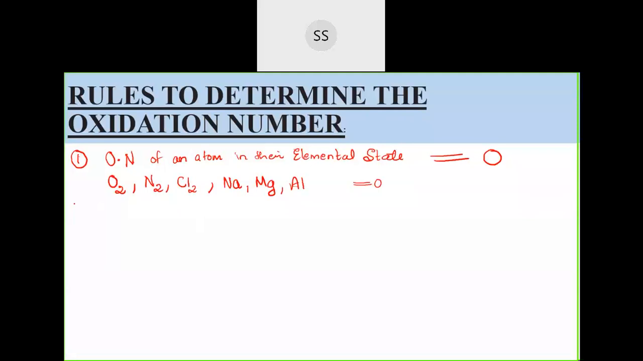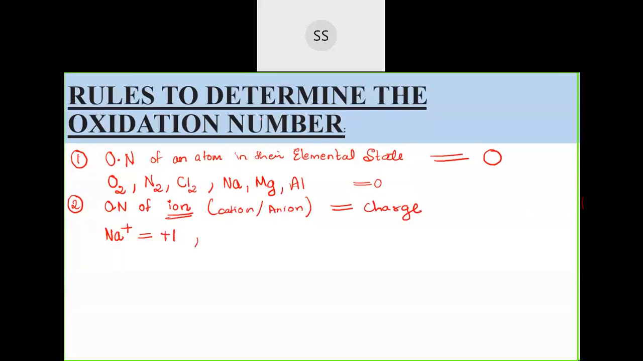The second rule is the oxidation number of an ion. If I talk about any ion, it can be a cation or an anion, the oxidation number will be equal to its charge. Remember, it's equal to the charge. Like if I take the sodium ion, what is the charge on it? It's plus one, because during the process it loses one electron. So the oxidation number for this will be +1.